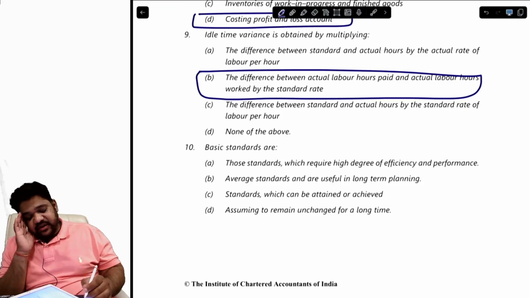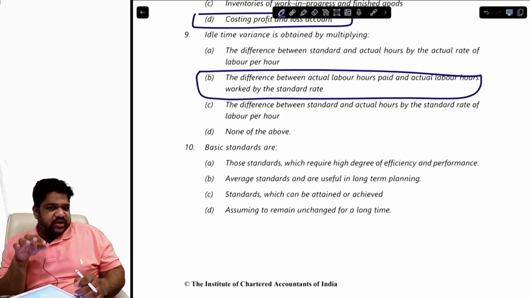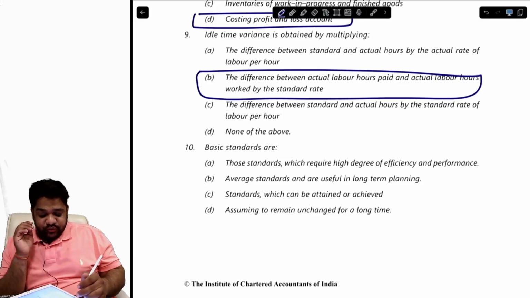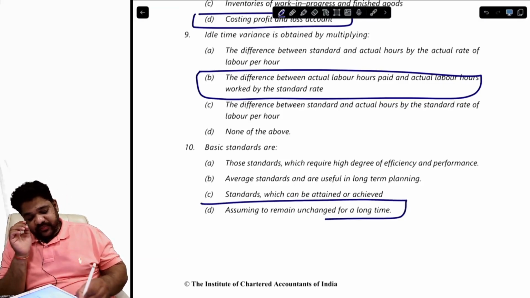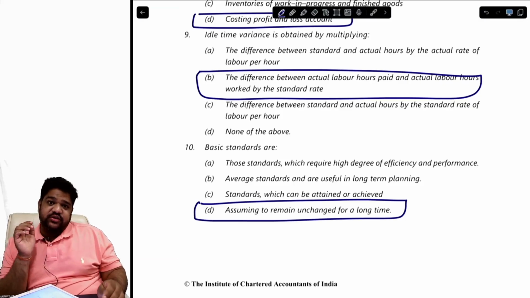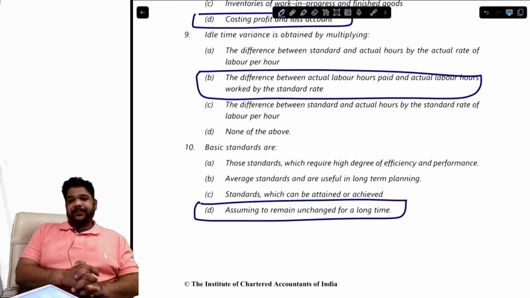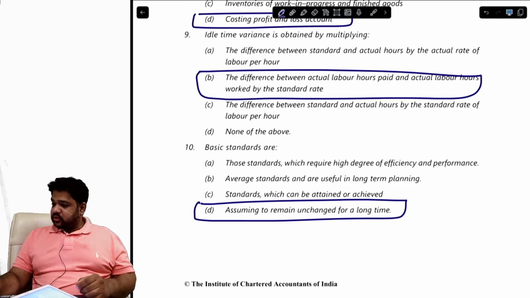Basic standards. Let's see. What are basic standards? Those standards which require a high degree of efficiency and performance. We just did that. Average standards that are useful in long-term planning. No. Standards which can be attained or achieved. We just saw this one as well. It is the fourth one: assumed to remain unchanged for a long time. These standards do not change for a long time. That is what a basic standard is. So that's it.